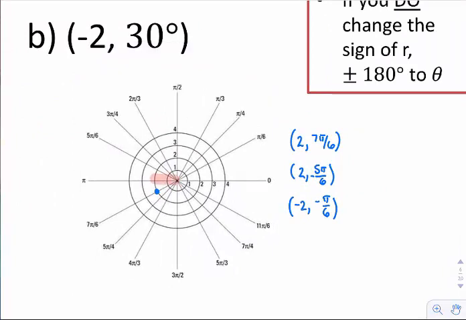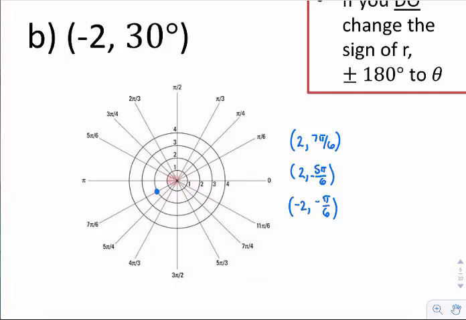So again, you go -2, 30 degrees, put you right there. So we're going to go 2, 7 pi over 6. So 2, and then 7 pi over 6. Again, just over 180. So that's one option. You have 2, and I can go -5 pi over 6, which is just less than 180. And then -2, pi over 6.